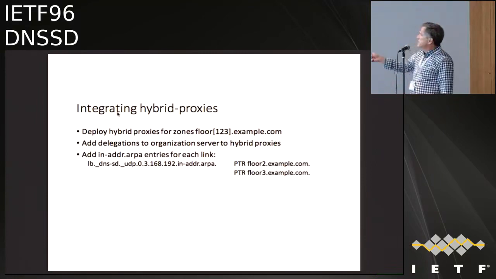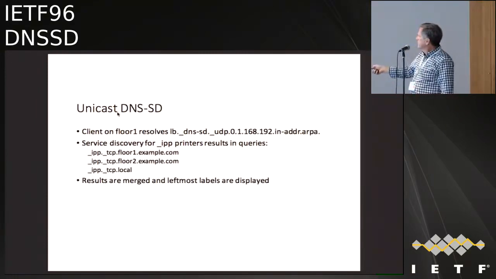So the unicast DNS-SD client on floor 1 resolves its browser RR. It sends out these queries. The results are merged, and the leftmost labels, the instance names, are displayed. And so you'll actually get the little pull-down menu that has just the printers on the local link, on the .local link, and on floor 1 and floor 2.